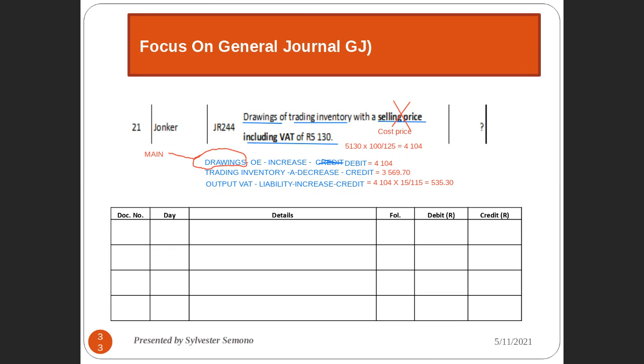So obviously, the source document is going to be JR 244 on the 21st. Remember, the one that is debited must be on top. Which one do you think I must start with? Thank you so much for supporting.